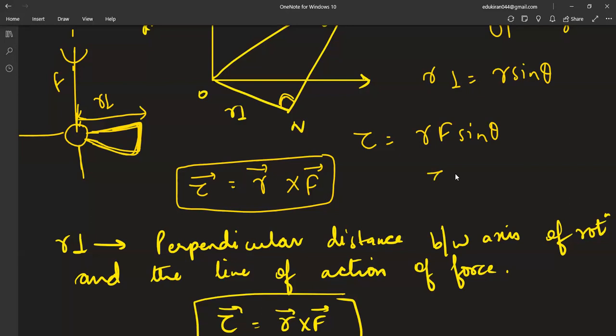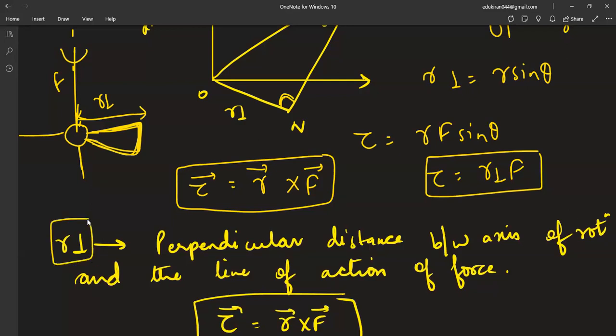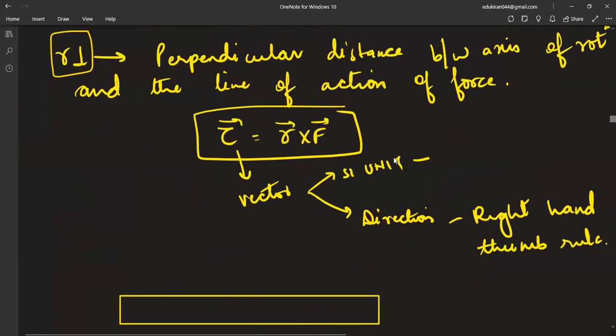And if you have to write R perpendicular, so that is direct, then no need to put sine theta, because R perpendicular already involves sine theta. So what is R perpendicular? R perpendicular is the perpendicular distance between the axis of rotation and the line of action of force. So torque is equal to R cross F.